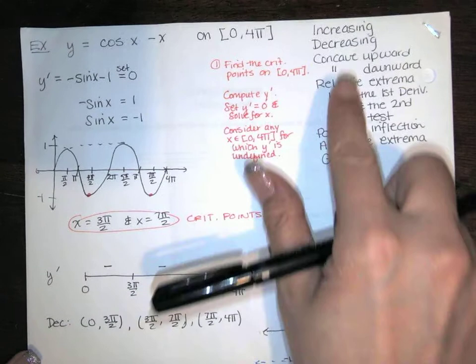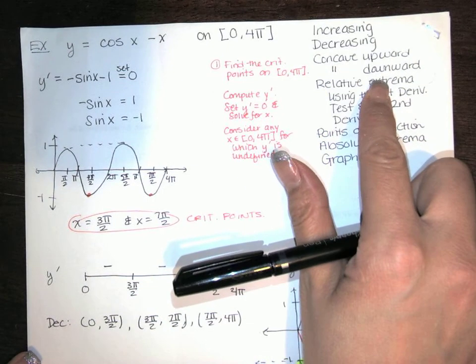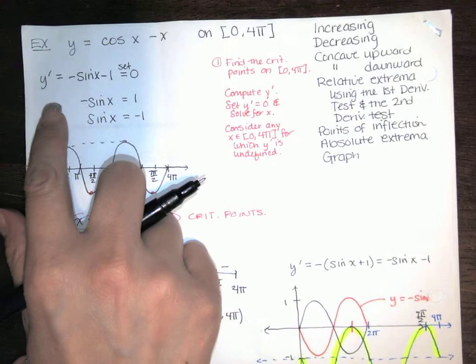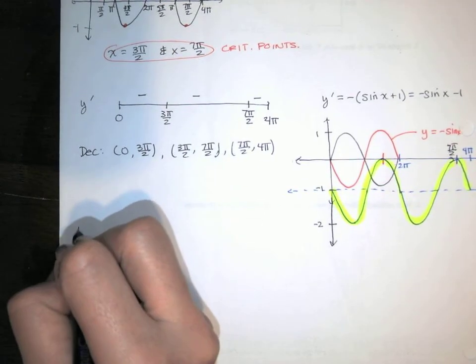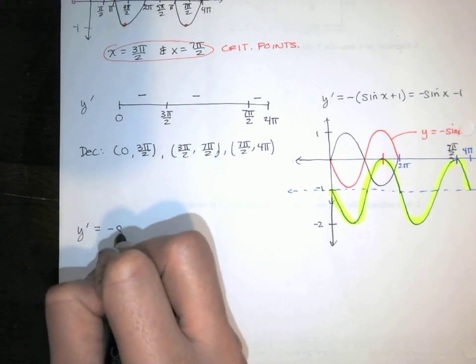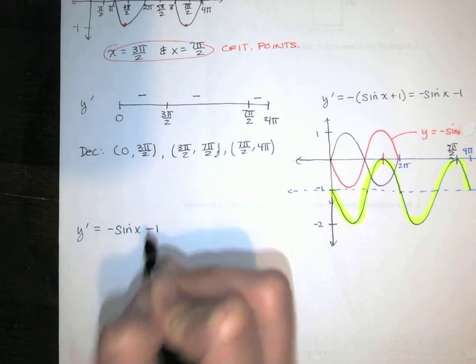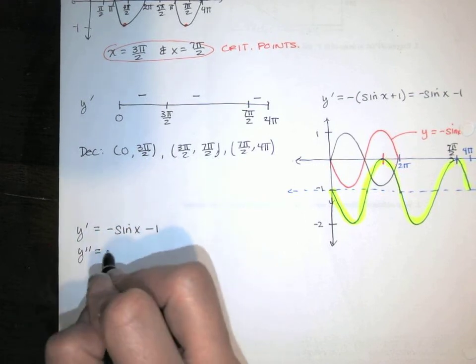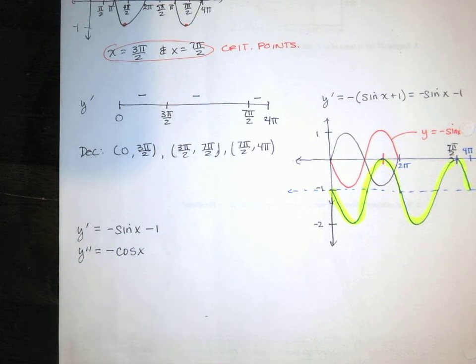Second question is, where is the graph concave upward versus concave downward? In order to figure that out, we need to take the second derivative. The first derivative is negative sine of x minus 1. The second derivative is the derivative of this. Derivative of sine is cosine. So we've got negative cosine of x.